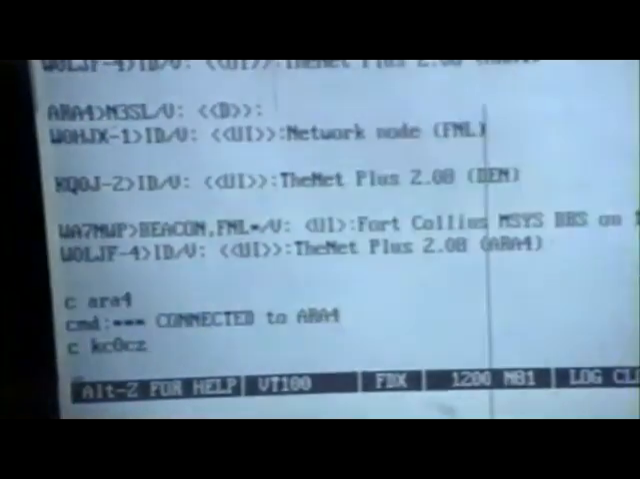Now I'm going to say C space W6OAV. Oh, I can't do that. I'm on 20 meters. I forgot about that. I didn't leave it on there. Let's see. Who can we connect to? I wonder if KE0... Can TX hear Conifer Mountain? Yes, not a solid one. KC0CZ. I'm going to try to connect to him.